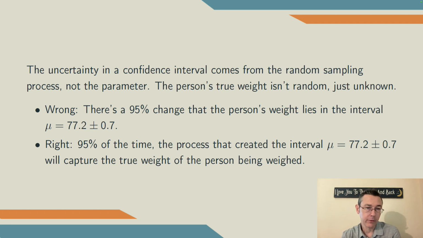A better way of explaining what this confidence interval means is to say that 95% of the time, the process used to create the interval will capture the true weight of the person being weighed. In other words, if we go out and do another 5 weighings and make another interval, do that again, 95% of the time, the person's true weight will be contained in that interval.